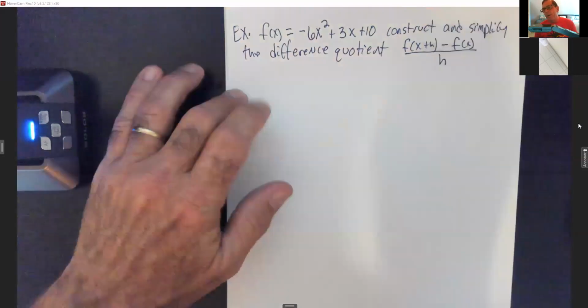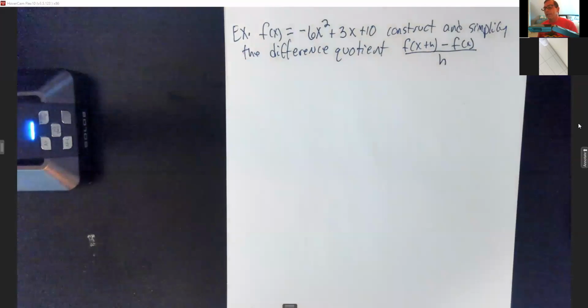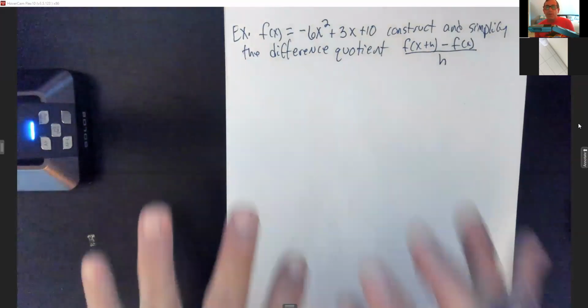Hey, is any of y'all doing business calculus? Because if you're doing business calculus, you want to know this formula.